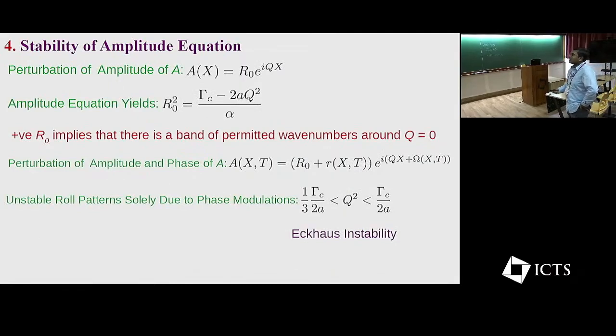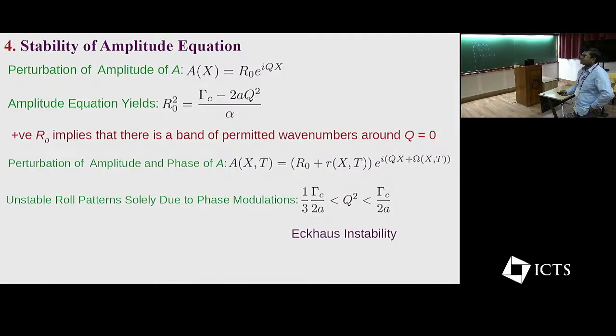Next we perform the stability analysis of the amplitude equation. So first I perturb the amplitude by writing this form, and this yields R0 square to be of this form. So the amplitude has to be positive. This gives a band of permitted wave numbers in which the amplitude is stable. And then I perturb both phase and amplitude. This gives me a domain of wave numbers in which my amplitude becomes unstable due to phase modulation. Okay, and it is known as Eckhaus instability. So basically, in case of phase modulation, we will see patterns of different widths in the system.